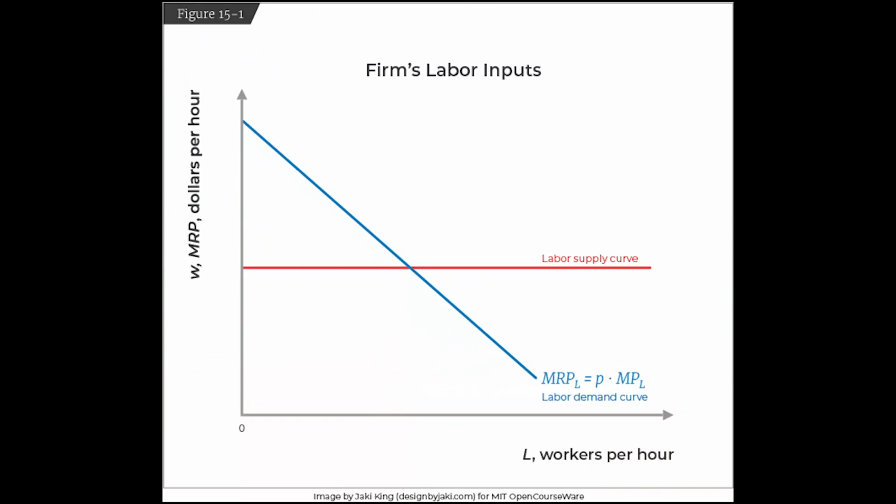Figure 15.1 sort of shows this. We have a supply of labor in 15.1 that's horizontal because we're assuming a competitive market for workers. That is, a perfectly competitive market. So if I try to pay workers 1 penny more than other firms, every worker in the world will want to work for me. If I pay workers 1 penny less than other firms, no workers will want to work for me. That's what a perfectly competitive labor market means.